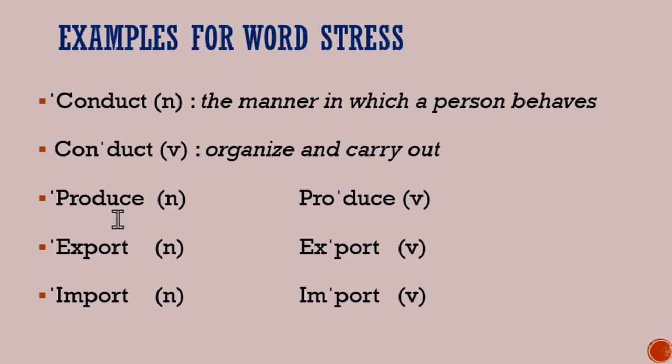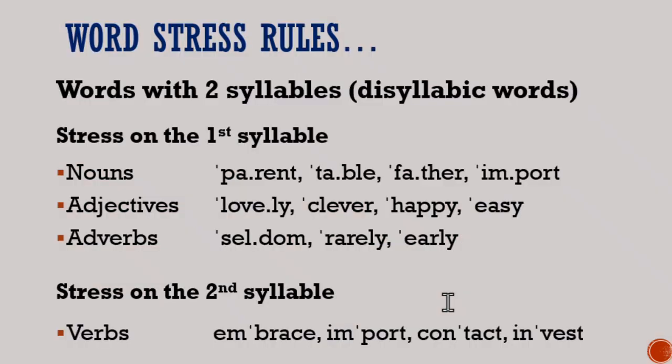In the same way, we have here produce and produce. The farmers could not get good money for their produce. The farmers produced enough food for the people. Export: the thing that we have exported is export. Export, that is the action. Import is something we have imported. It's a noun. And import is the verb, the action word.